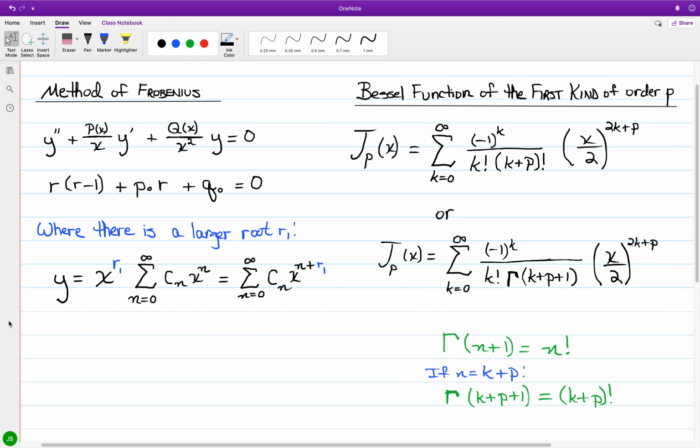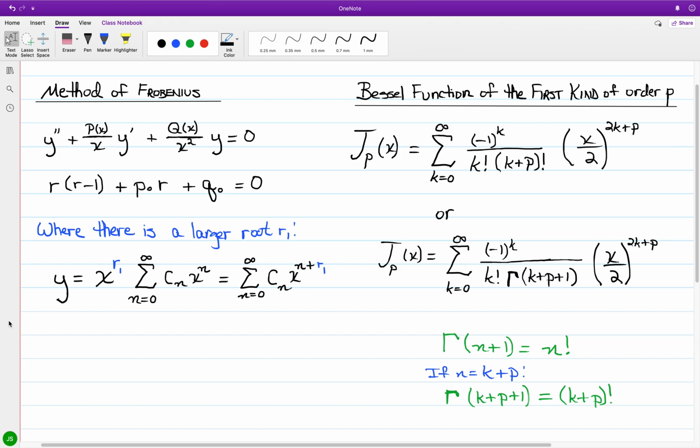we have the form y double prime plus p of x over x y prime plus q of x over x squared y is equal to 0. And we're going to take some initial conditions, so to speak, utilizing the notations p naught and q naught. And we have this algebraic equation where we have r times the quantity of r minus 1 plus p naught times r plus q naught is equal to 0. And where there is a larger root, r1.